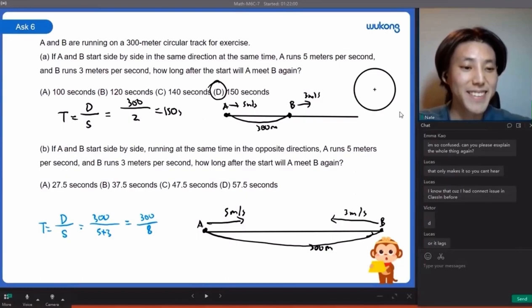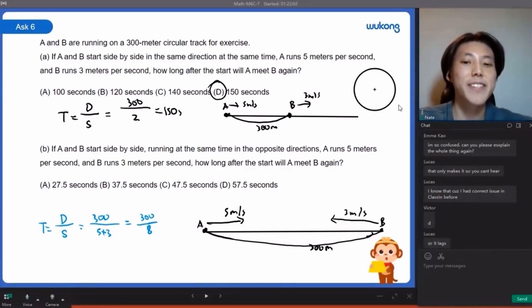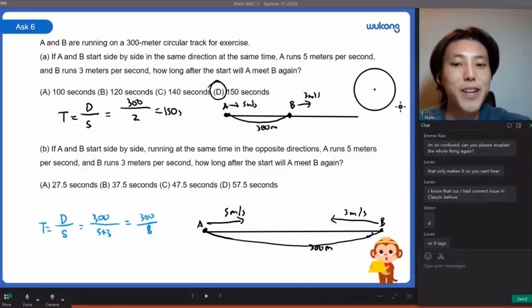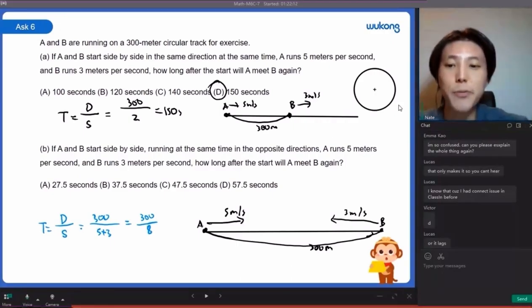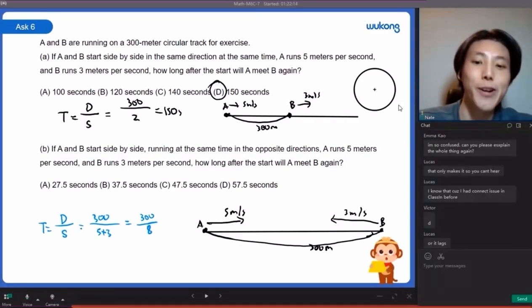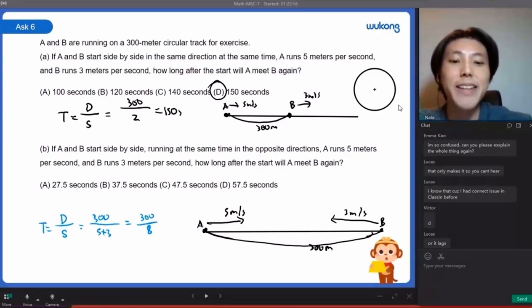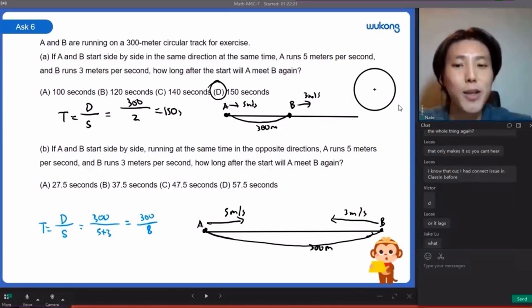Okay, so I'll say that again. Because the two people start running at the same time, side by side, in the same direction, it can only be when the faster one runs a full circle ahead of the slower one that they will see each other again. So the catch-up distance is a loop of 300 meters, and you just have to treat that as a straight line.